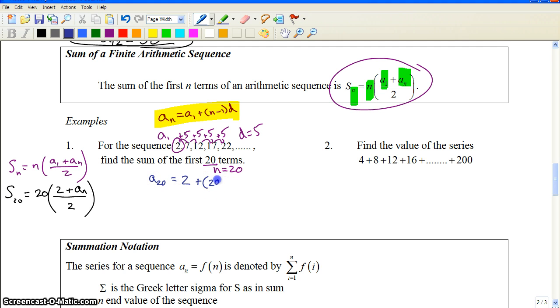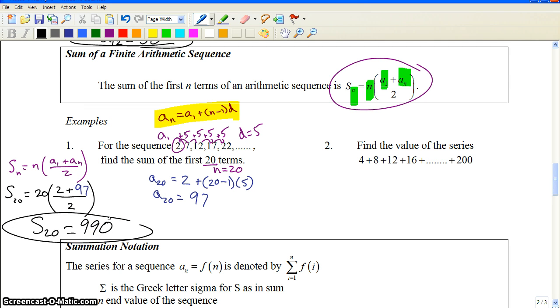Well, we're finding the 20th term, so n is 20. And then we know what d is. Woohoo, it's 5. Calculate that. What does a sub 20 equal then? 97. Woohoo! So we write that in as 97. Yes, we're awesome. Sum of the first 20 terms is what? So the sum of the first 20 terms becomes 990.